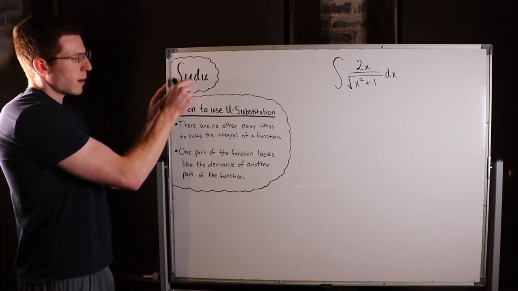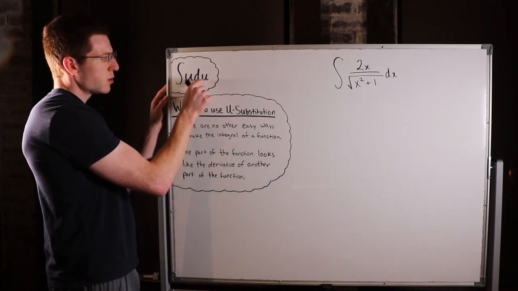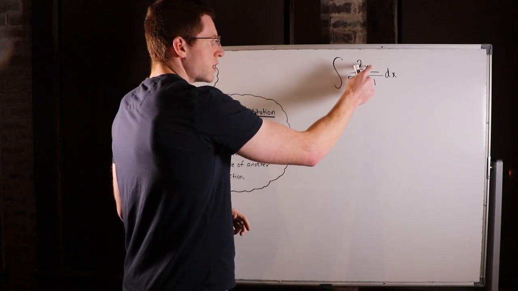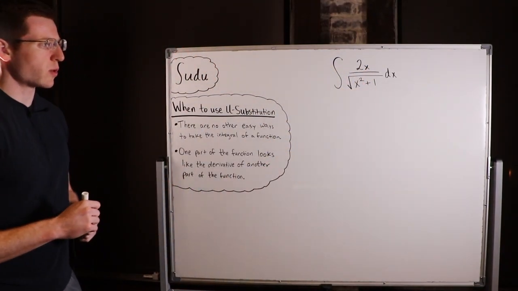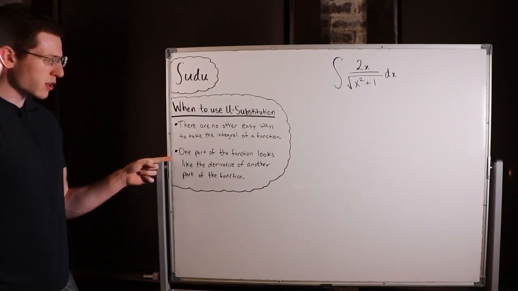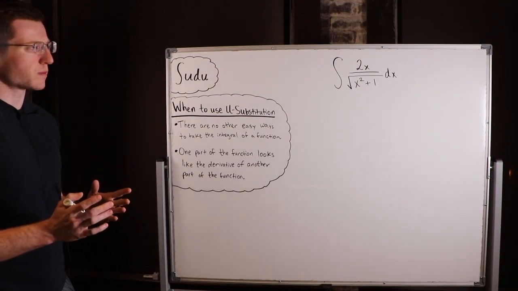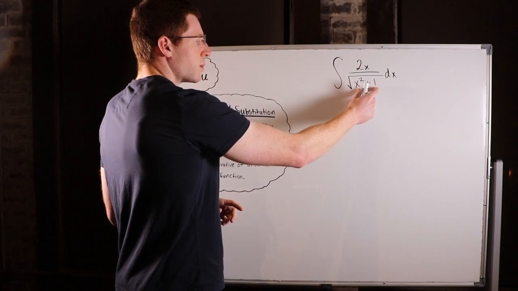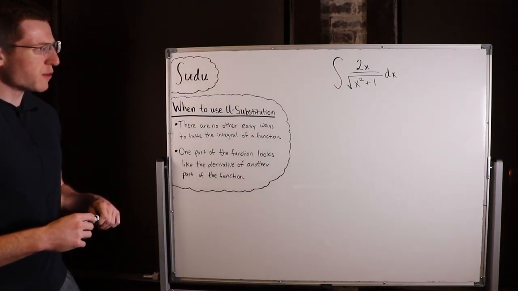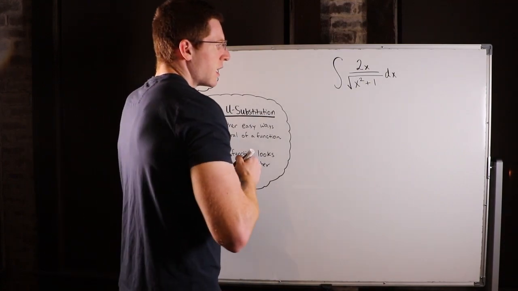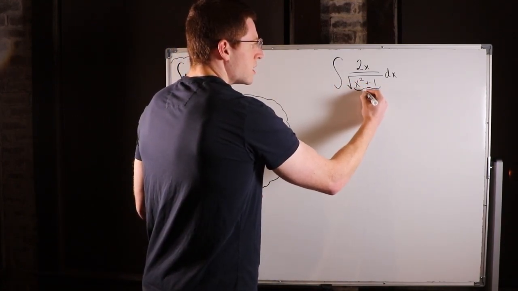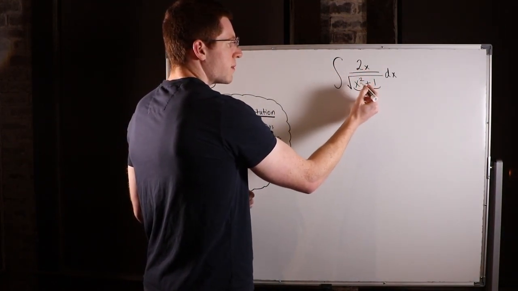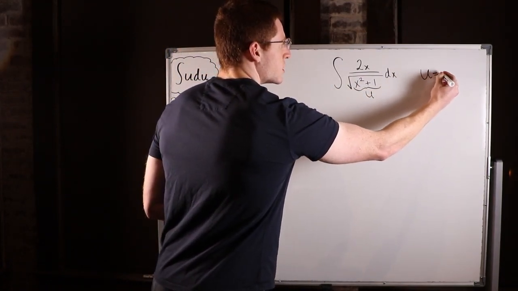We've got u, which represents one part of our function, and then du, which is the derivative of that part of the function. So in this case, we've got the integral of 2x over the square root of x squared plus 1. Does one part of this function look like the derivative of another part of the function? Well, yeah, the numerator 2x looks like the derivative of x squared plus 1, right? So if I see that something looks like the derivative of something else, I make this u, and obviously I want to make this du because that looks like the derivative of u. So I'll make x squared plus 1 equal to u.